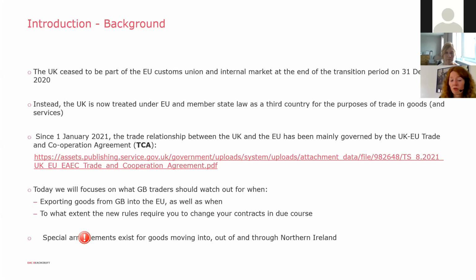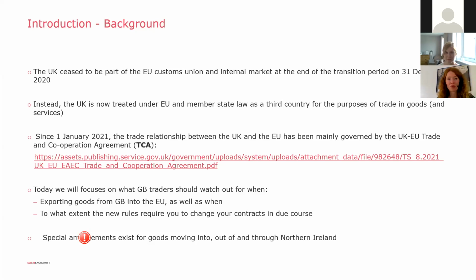And so what we're going to focus on today is really the implications for traders from Great Britain. So what they should watch out for when exporting goods from Great Britain into the EU, as well as to what extent the new rules require you to change contracts in due course. And there are, as we all know, special arrangements for Northern Ireland. We're not going to talk about those. I know they create quite a lot of struggle in practice as well, but that could easily fill a long session just on Northern Ireland, and so that might be for another day.